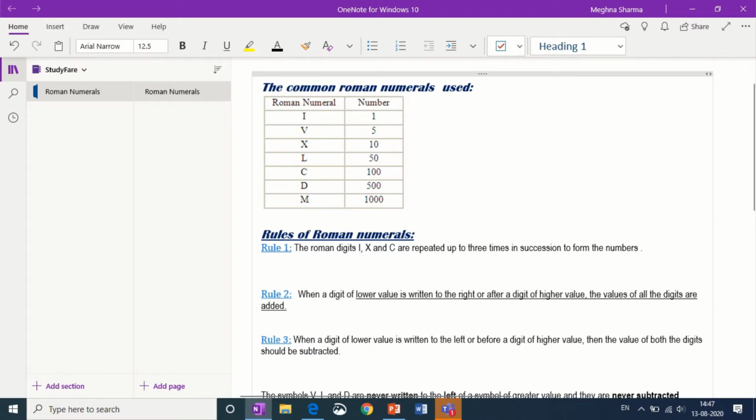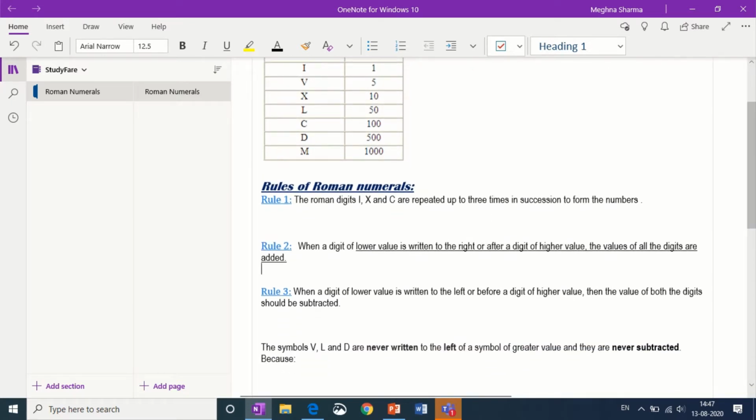Except these, only remembering these is not enough. You should also know the rules of Roman numerals, like what should be done and what should not be done. Now, let us look into that.